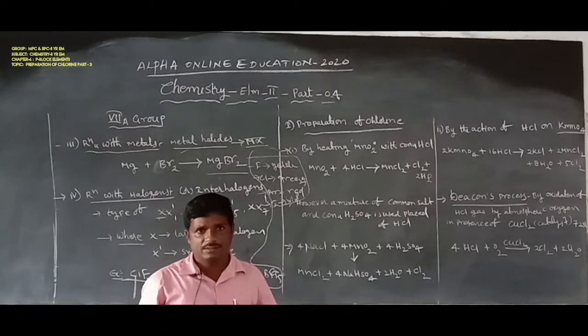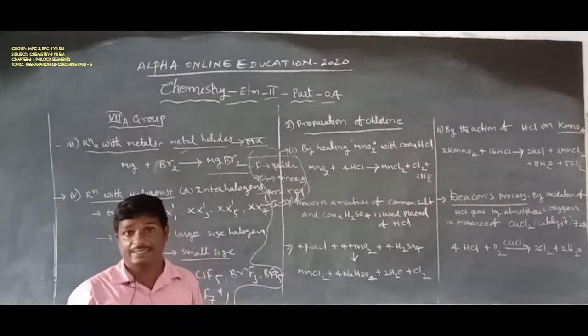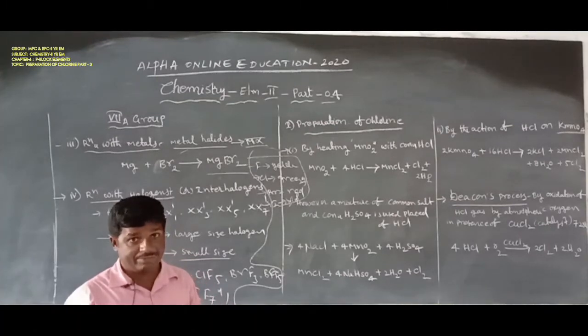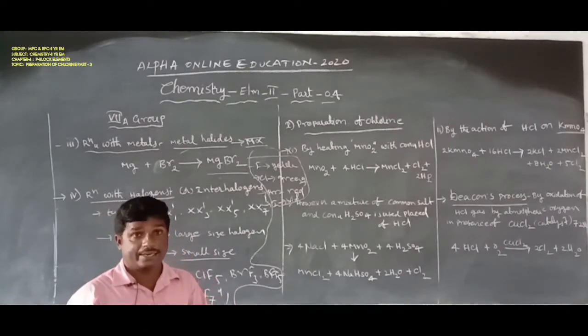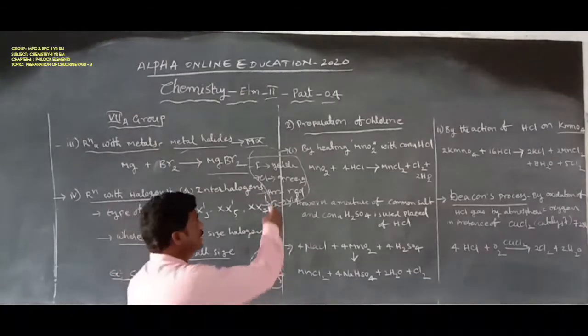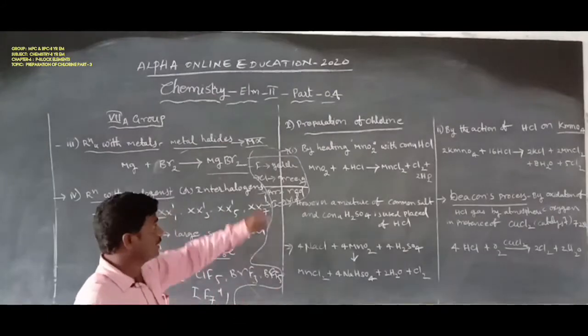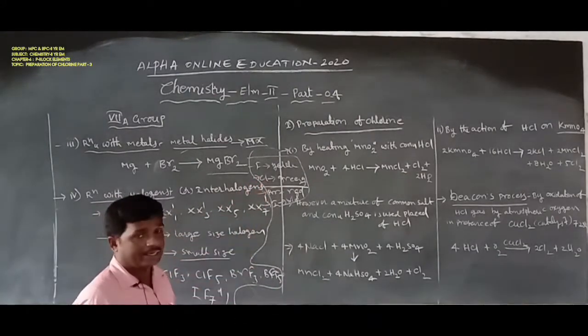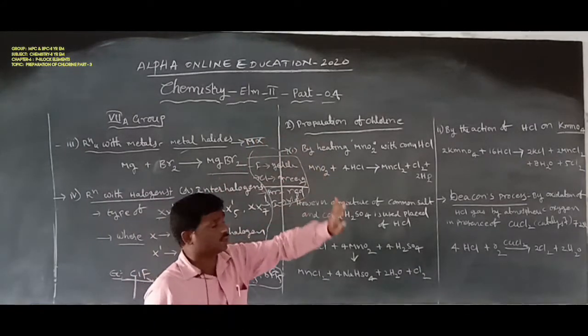Here is the first one. Chlorine was discovered in 1774 by Scheele. Later Davy established its nature, that is, it exhibits a greenish yellow color. Chlorine exhibits the greenish yellow color. That is the first one, preparation of chlorine.